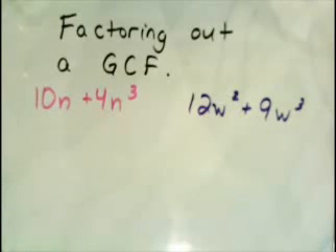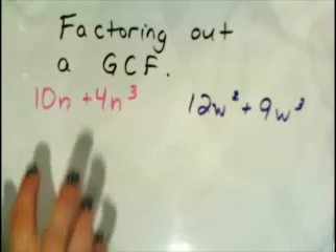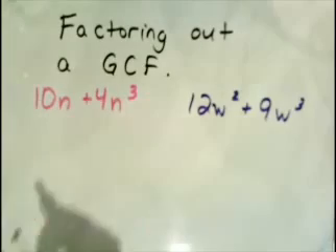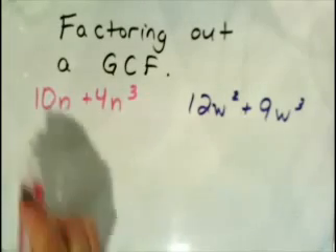Here we're talking about factoring out a single term whenever it's possible. So if they ask you to factor something, we want to say, is there anything that these two terms have in common? Is there anything that goes into 10 and 4? Is there anything that goes into n and n to the third?